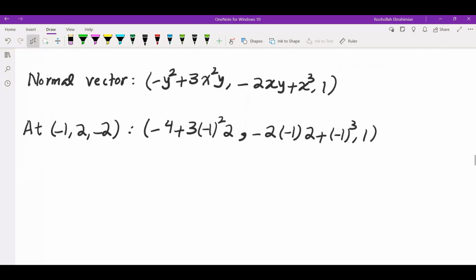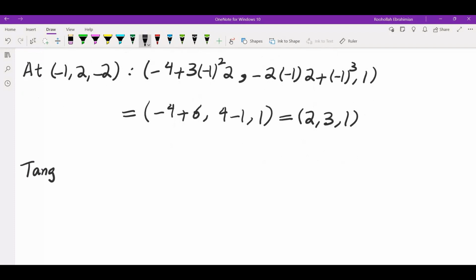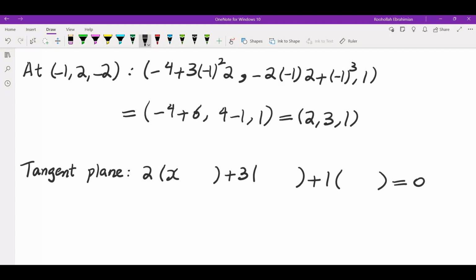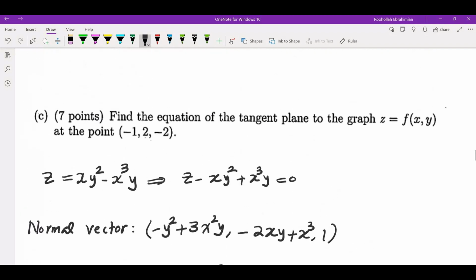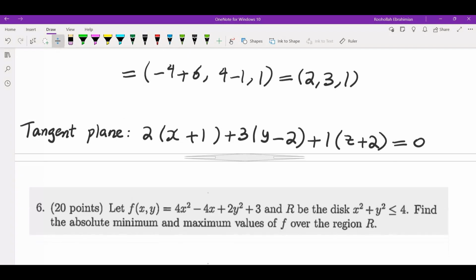So this is a normal vector. Let's simplify this. We get 4 plus 6, 4 minus 1, 1. This would be 2, 3, 1. This is a normal vector. So the tangent plane is going to be 2, 3, 1. Those are the coordinates of the normal vector. And then the given point was (-1, 2, -2). So this is the equation of the tangent plane.